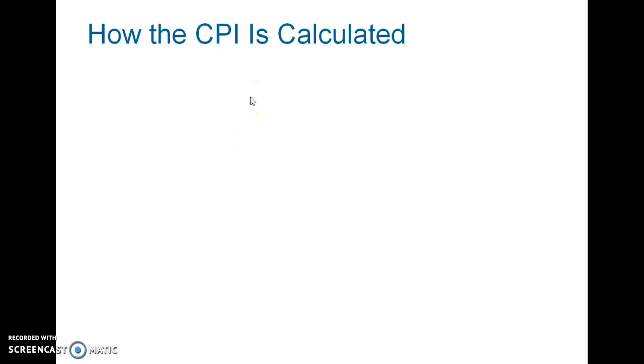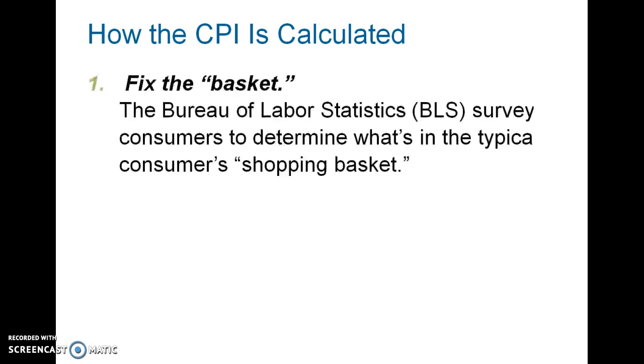So let's go through what the CPI is and then how it's calculated real quickly. The Consumer Price Index, or CPI, is calculated by the Bureau of Labor Statistics, or BLS. The main point of this is to measure how the cost of living changes for consumers over time. And then once you figure out how the cost of living has changed, you can figure out the inflation rate.